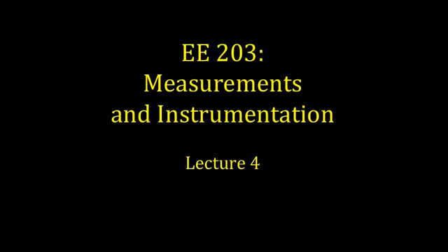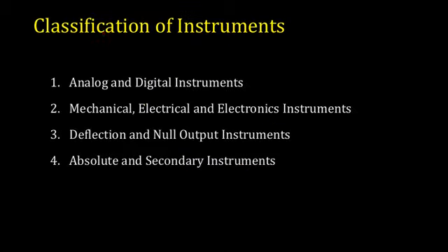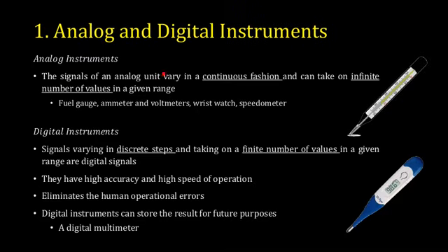Hello dear students. Today we will be looking at lecture number 4, which includes classification of different instruments. So different instruments are classified into analog and digital instruments, mechanical, electrical and electronic instruments, deflection and null output instruments, absolute and secondary instruments. So these are the general classifications that we have. So we'll see each one in detail.